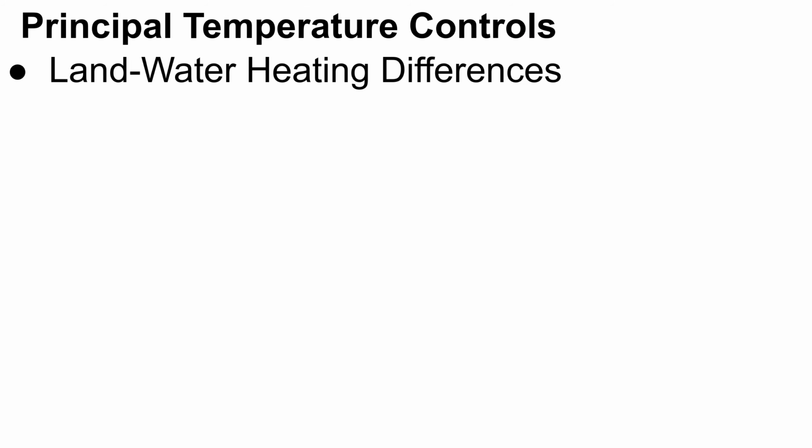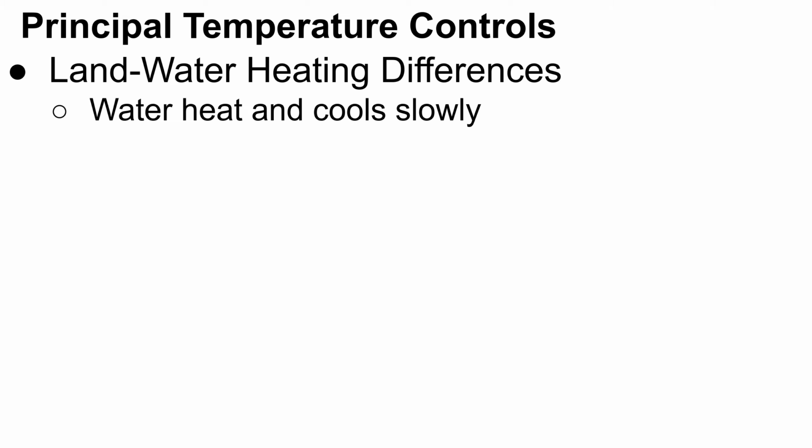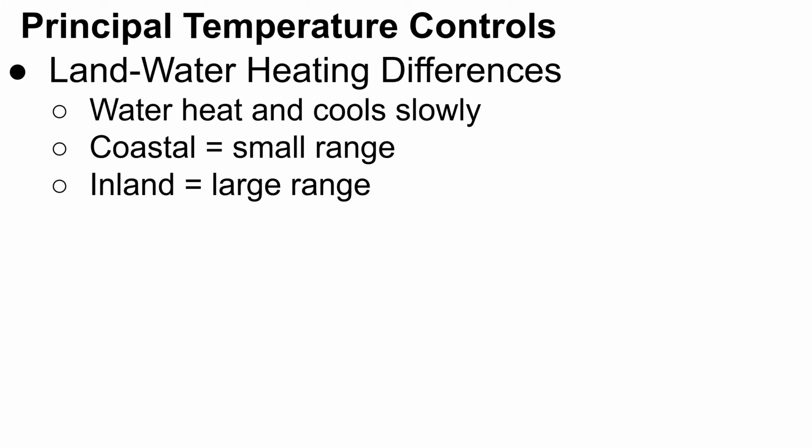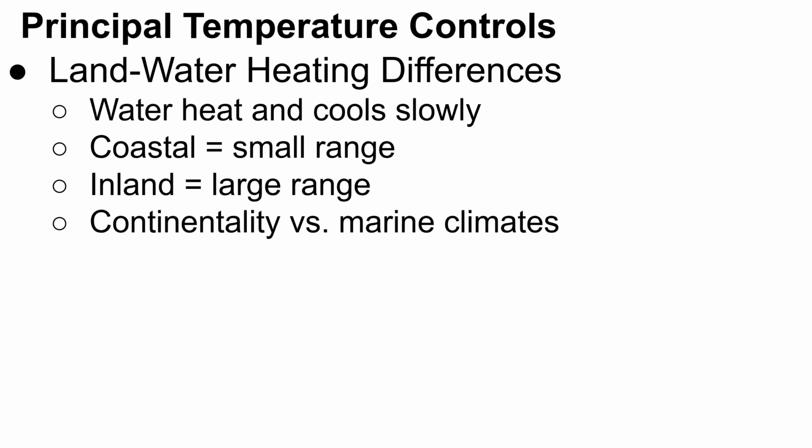Land water heating differences. Water doesn't change temperature easily. Water heats and cools very slowly. If you're by the coast, you're going to have a small temperature range. If you're well inland, you're going to have a large temperature range. We refer to this as continentality. If you're way inland, far away from the coast, you're in a continental location. If you're by the coast, you have a more marine climate.